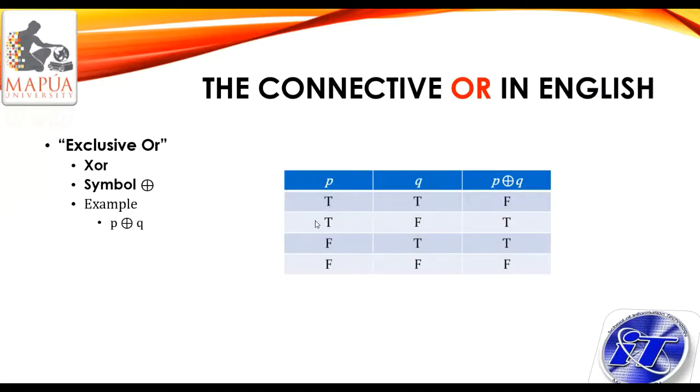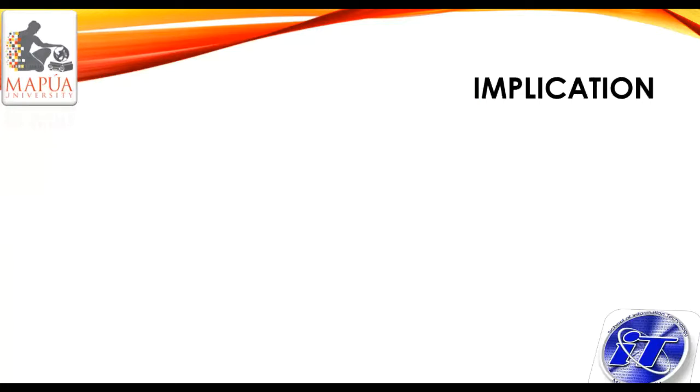So one proposition should be true, but not both, to make the statement true under exclusive OR, or XOR. Okay, so now let's move on with the fourth function or operator, which is implication. An implication, also known as a conditional statement or if statement, is a type of compound statement that is formed by joining two simple statements with a logical implication connective or operator.